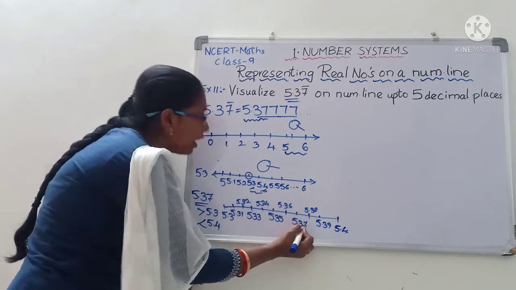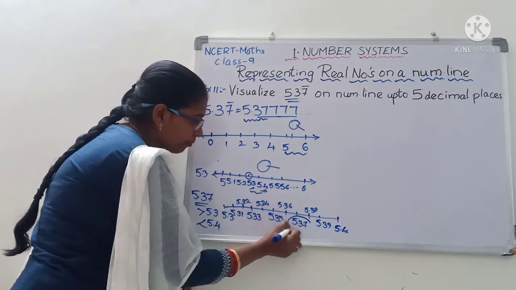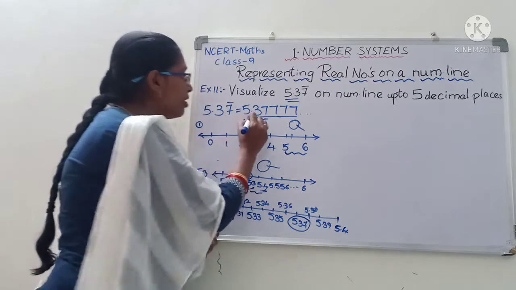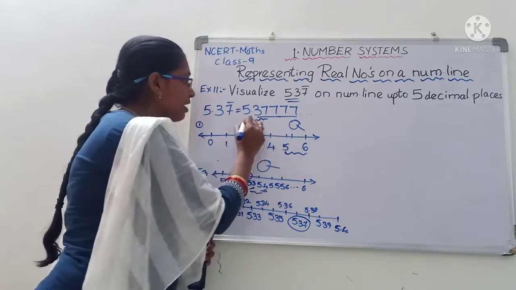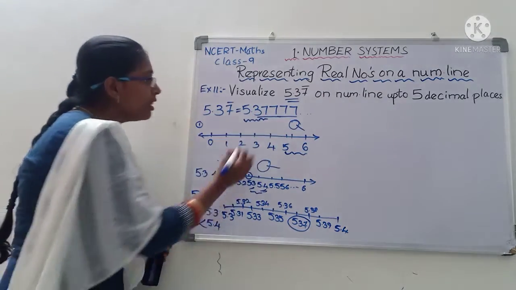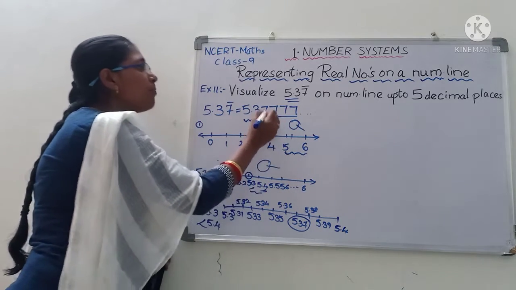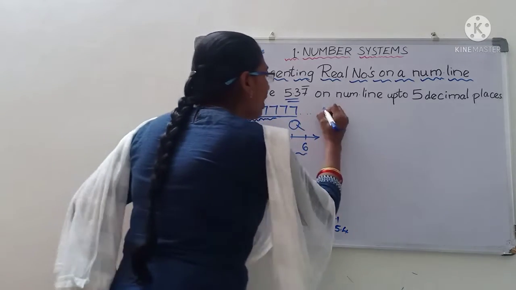Now you got 5.37. Now what are they asking, children? Till 5 decimal places, till 5.37 you found here. Then what? Take another decimal place. 5.377.